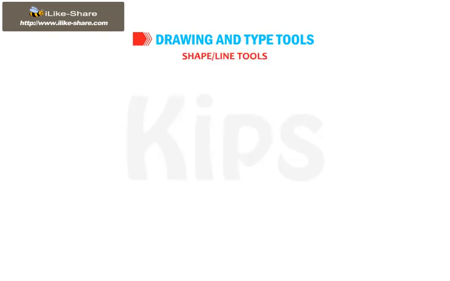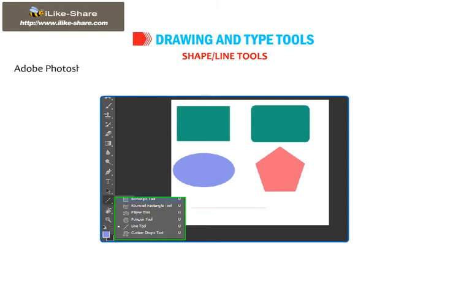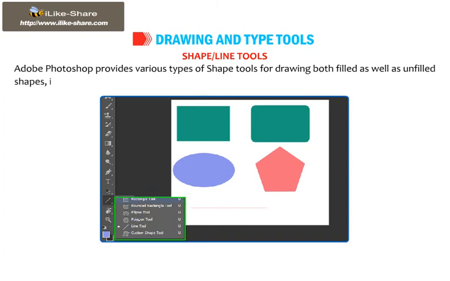Shape or line tools. Adobe Photoshop provides various types of shape tools for drawing both filled as well as unfilled shapes, including rectangles, ellipses, polygons, and custom shapes.